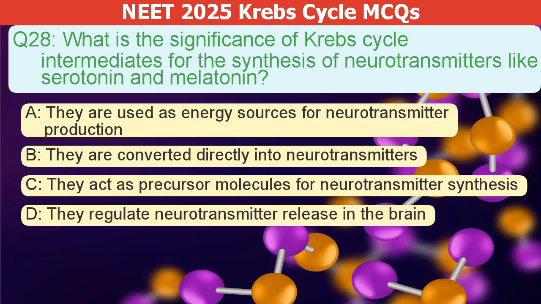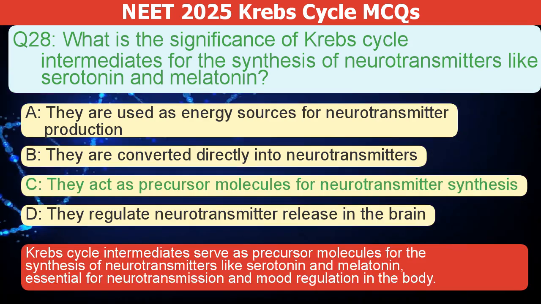What is the significance of Krebs cycle intermediates for making neurotransmitters like serotonin and melatonin? A. They're used as energy sources for neurotransmitter production. B. They're converted directly into neurotransmitters. C. They act as precursor molecules for neurotransmitter synthesis. D. They regulate neurotransmitter release in the brain. The correct answer is C. Krebs cycle intermediates serve as precursor molecules for the synthesis of neurotransmitters like serotonin and melatonin. These are essential for neurotransmission and mood regulation in the body.